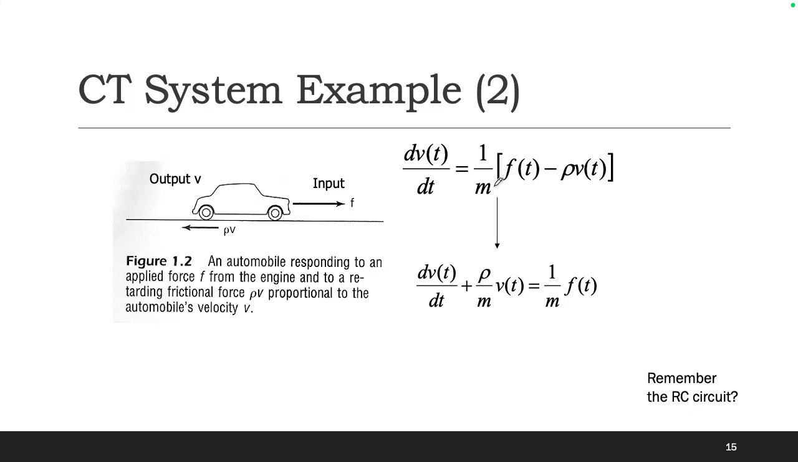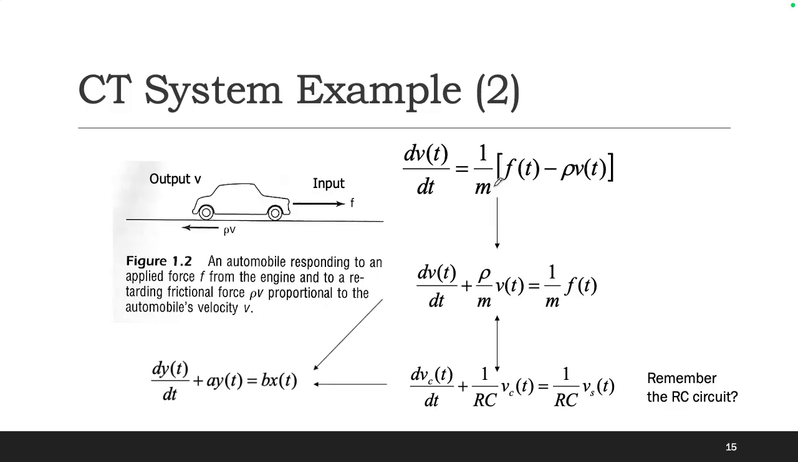Now remember the RC circuit we just talked about, and we have this equation. Compare this one and this one. What can you find? This is the input for this system, and this is the output for this system. This is the input for the RC circuit, and this is the output for the RC circuit. Can you find the similar thing? You can see the form is very similar, am I right?